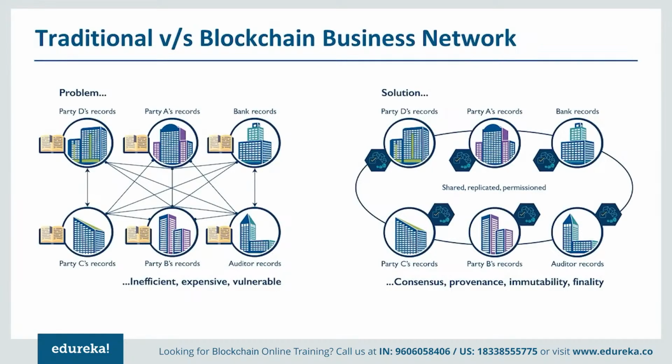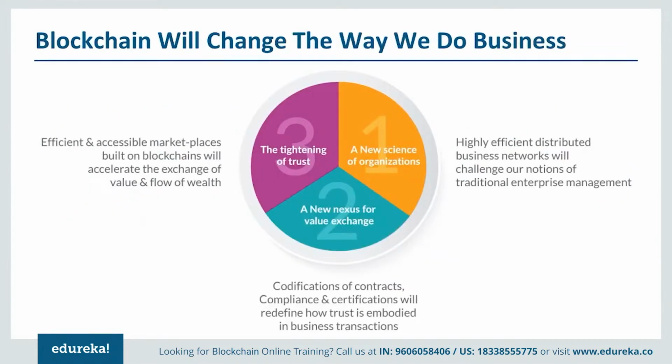Now the key problem is that, in a traditional network, they are sharing information with each other in an inefficient, expensive, and vulnerable way, maybe by emails, maybe by unsecured transactions, and then there is a problem of reconciliation, etc., which is solved by using a blockchain-based network, where you have consensus, provenance, immutability, and finality. Blockchain, I think we already know, lets us create a highly efficient distributed business network. We can do the codification of contracts, and compliance and certifications will redefine how trust is embodied. Efficient and accessible marketplaces built on blockchains will accelerate the exchange of information and value.